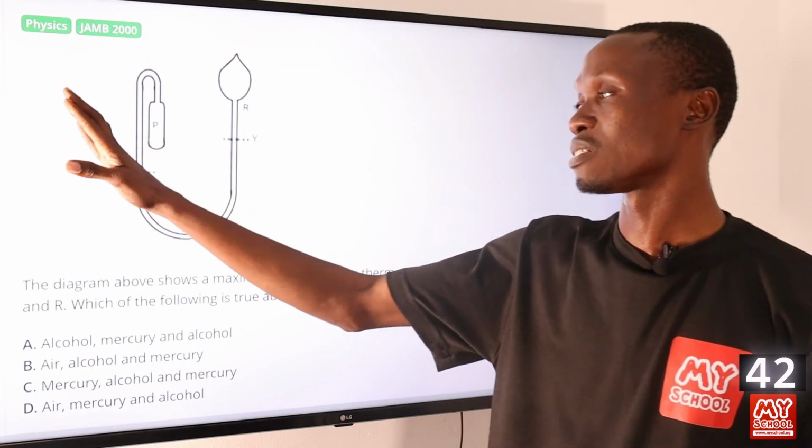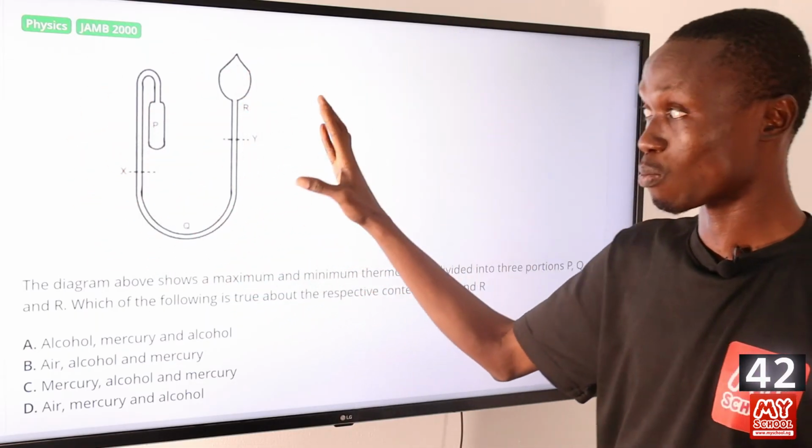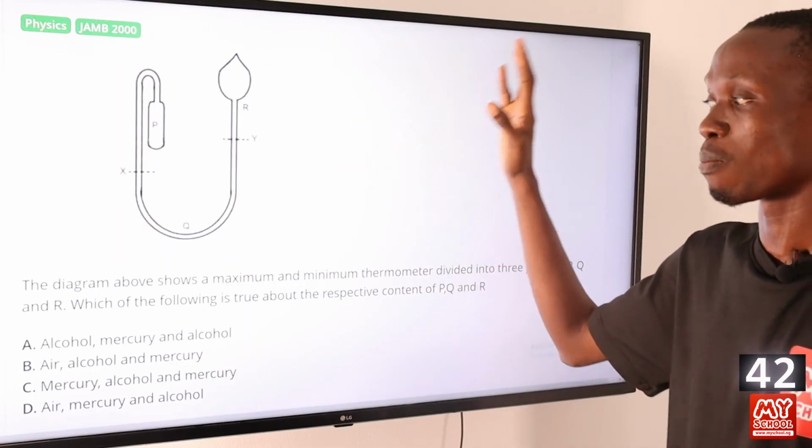This part is the minimum side, which is used to take the minimum temperature, and this other side is the maximum side, which is used to take the maximum temperature.